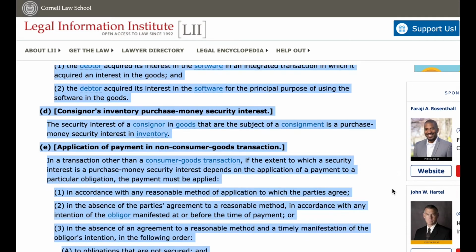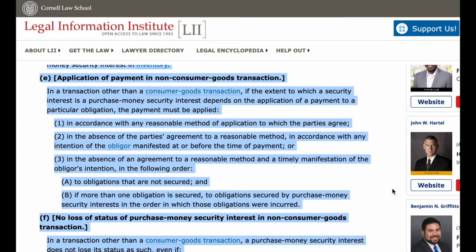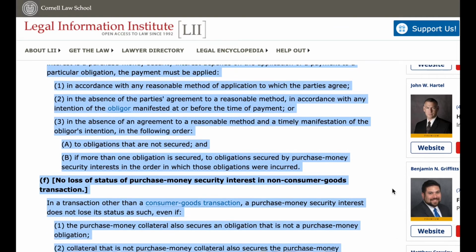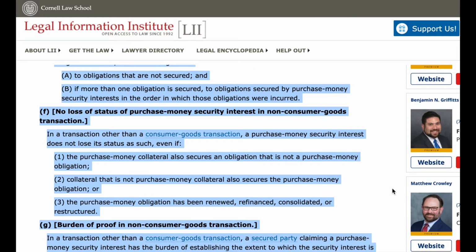E. Application of payment in non-consumer goods transaction. In a transaction other than a consumer goods transaction, if the extent to which a security interest is a purchase money security interest depends on the application of a payment to a particular obligation, the payment must be applied: 1. In accordance with any reasonable method of application to which the parties agree, 2. In the absence of the parties' agreement to a reasonable method, in accordance with any intention of the obligor manifested at or before the time of payment, or 3. In the absence of an agreement to a reasonable method and a timely manifestation of the obligor's intention, in the following order: A. To obligations that are not secured, and B. If more than one obligation is secured, to obligations secured by purchase money security interests in the order in which those obligations were incurred.